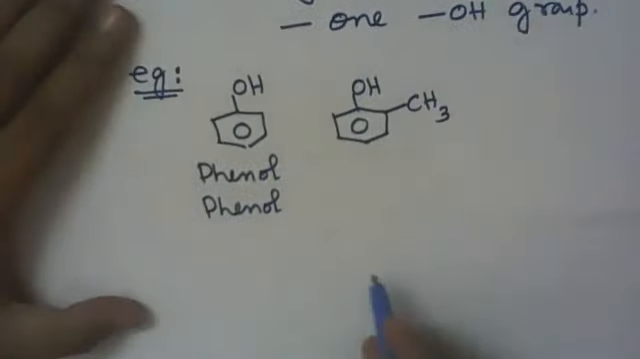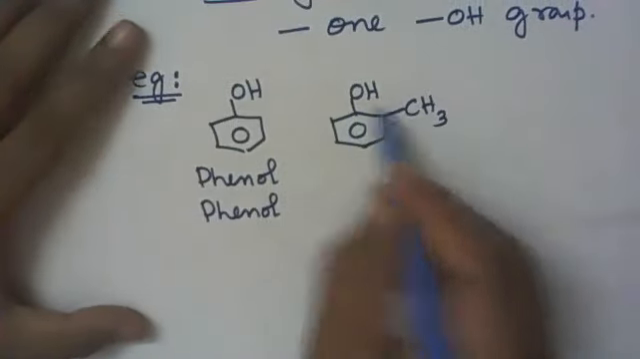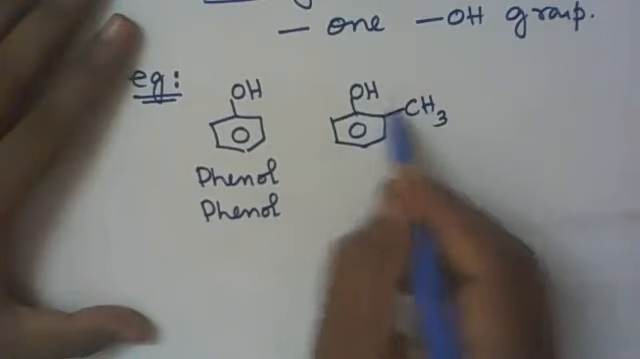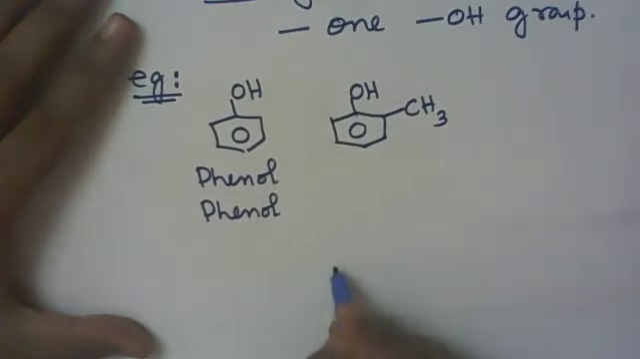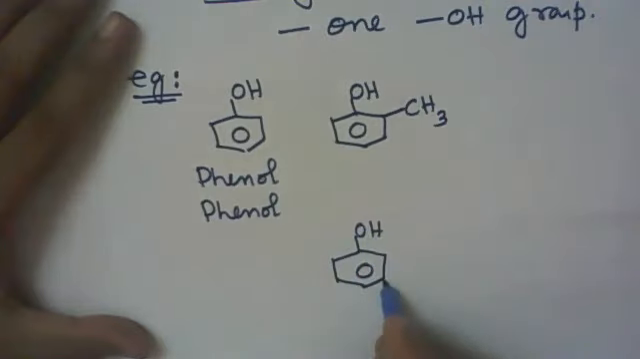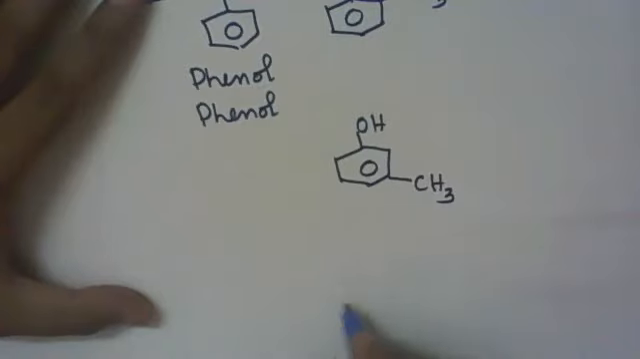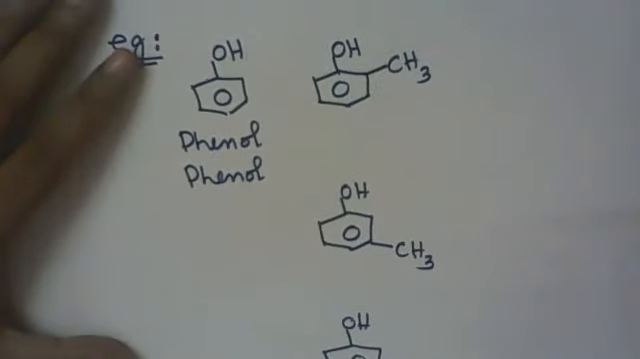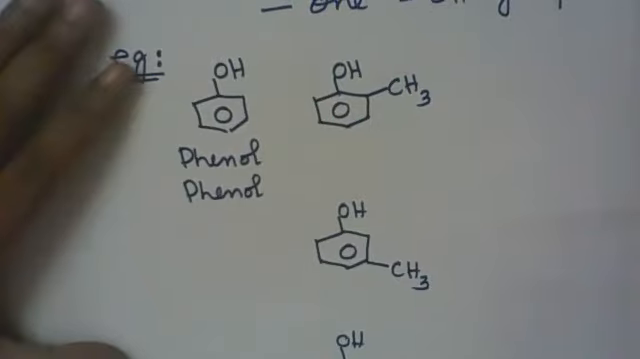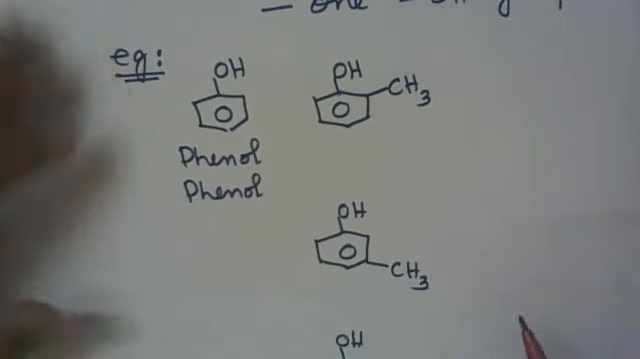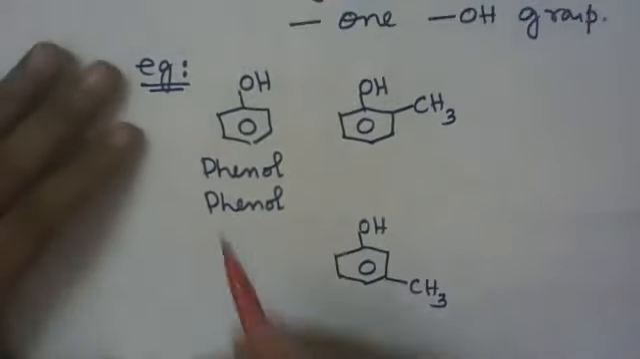Now I'll write isomers of these. I will change the position of the CH3. So the next one will be like this: OH, and I'll write CH3 here. Next one, a benzene ring attached to the OH, then there is a CH3 here. Correct? Right?